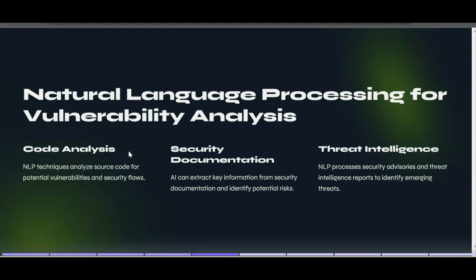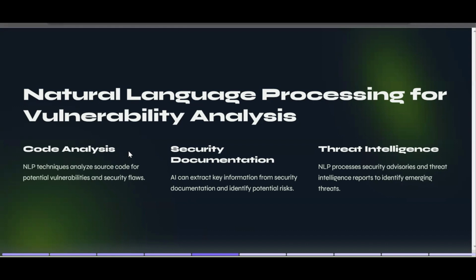Okay. So the second thing is natural language processing for vulnerability analysis. So natural language processing technique analyzes source code for potential vulnerabilities and security flaws. And then AI can extract key information from security documentation and identify potential risks. NLP also processes security advisories and threat intelligence reports to identify emerging threats.